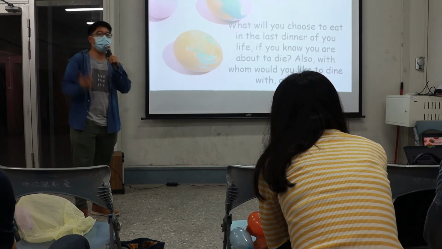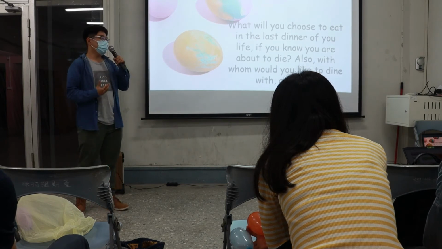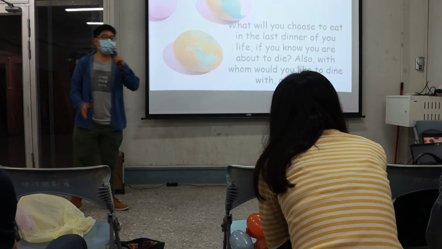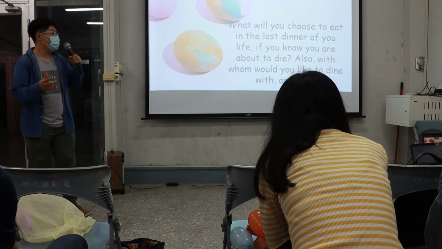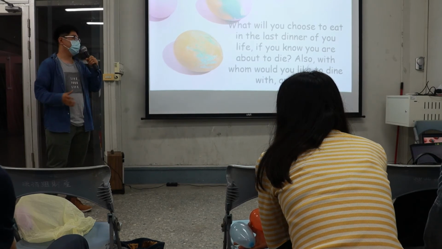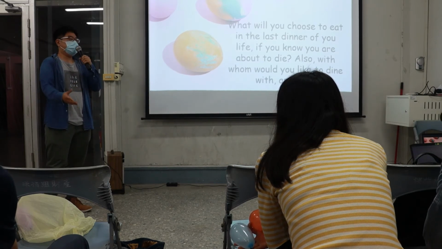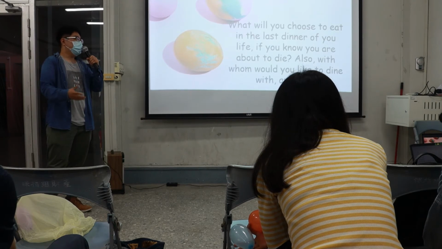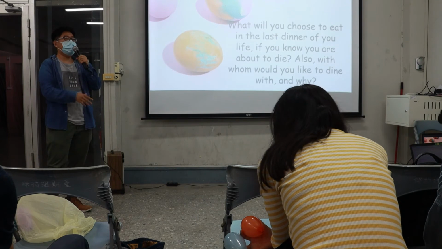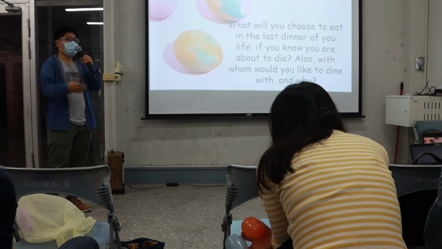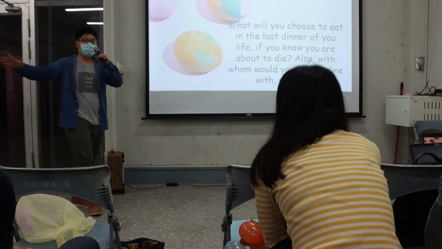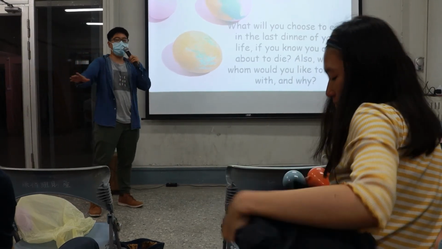Okay, for example, for me, I will choose to eat the cheese baked rice, because my mom made it. My mom made this cheese baked rice in my childhood, and when I eat the rice, I am reminded of my childhood, and I want to die when I think of my childhood. So, please, everybody stand up and discuss with other new friends, okay?